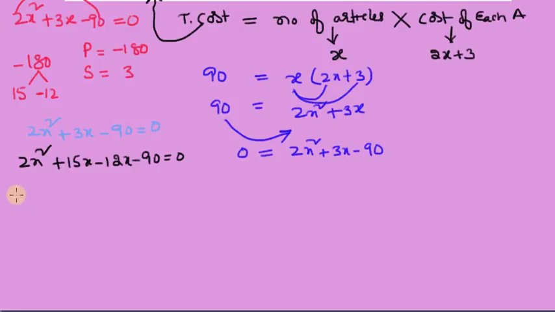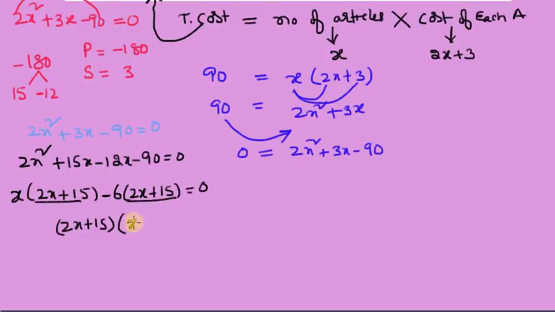So in the first two terms we can take x common, so x into 2x plus 15. If I take 6 common in the last two terms, minus 6 into 2x plus 15, equal to 0. So if I take 2x plus 15 common in both the terms, I am left with x minus 6 is equal to 0. So x minus 6 is equal to 0, or 2x plus 15 is equal to 0.